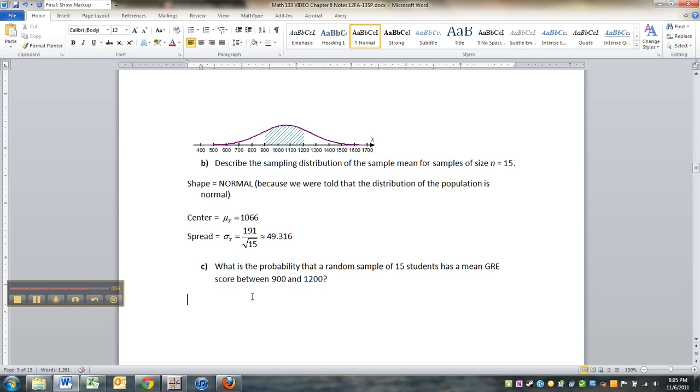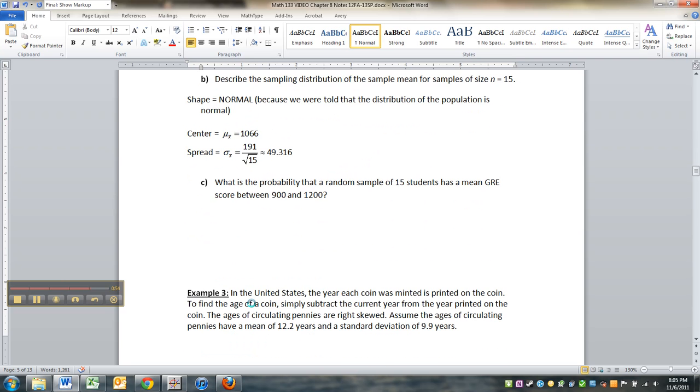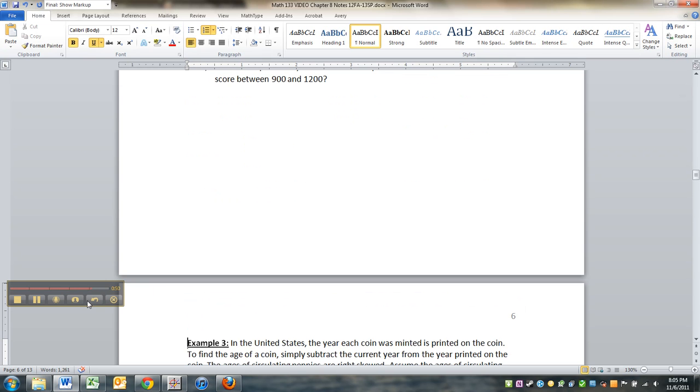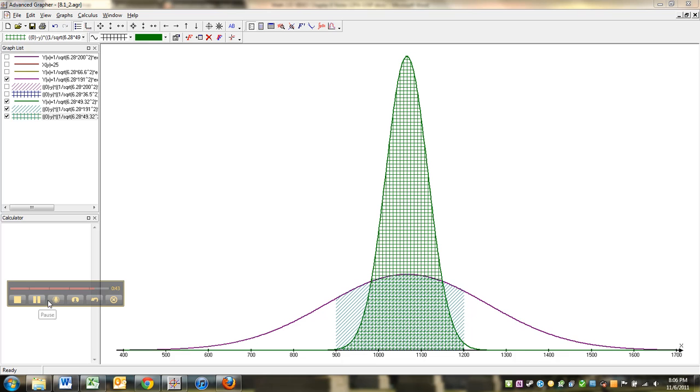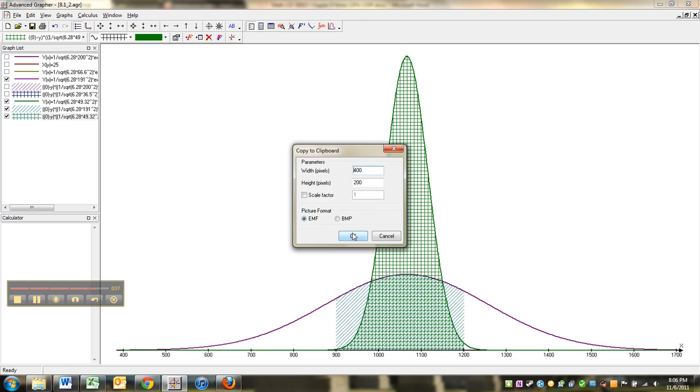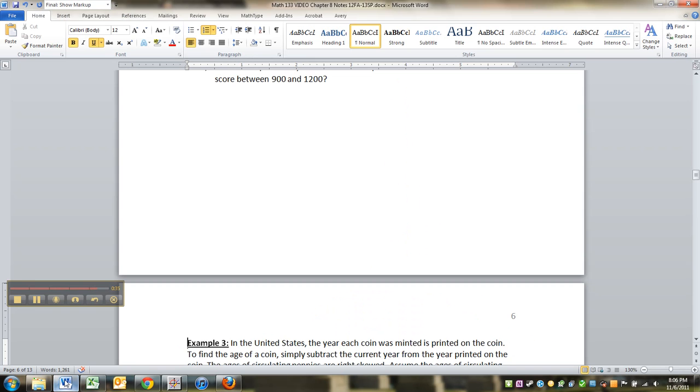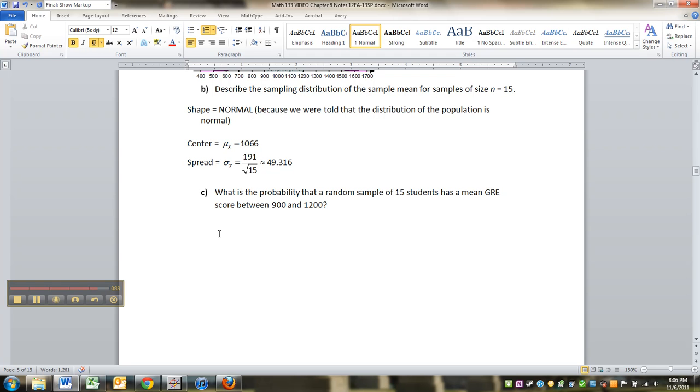Okay, so what about the probability? How does it change when we're dealing with 900 to 1200 now? Well, let me get the picture up again. Let me add in the other curve. Hold on, I gotta find it. There it is, look at that. That big checkerboard, all of that. All right, so let me copy. Now you can see why I made that curve so white on the top before, and paste.